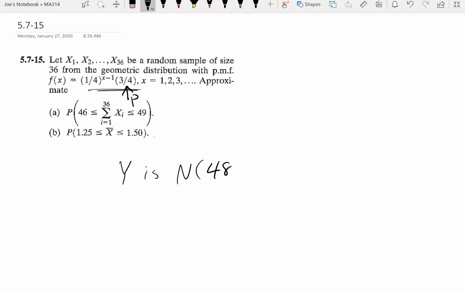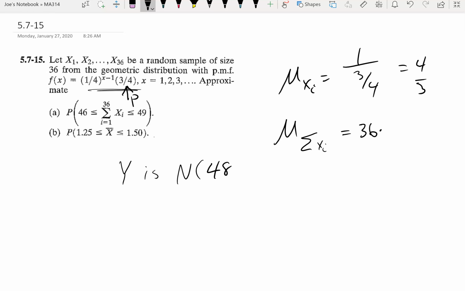So the mean here for each individual one is 1 over 3/4. It's the 1 over the P. So then the mean of the sum will be the 36 times the 4/3. And 144 was going to be way too big for the distribution. That was where the 48 comes from.